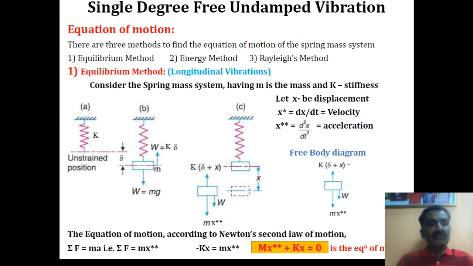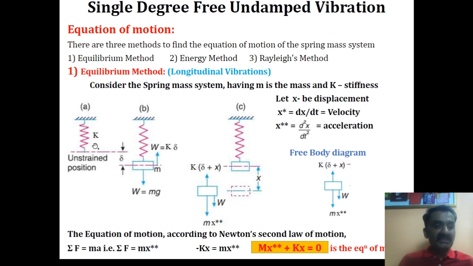Starting with the equilibrium method, that is for the longitudinal vibrations. To calculate the equation of motion for the given system, we will consider the simple spring mass system. This simple spring mass system is the representation of all the physical systems available. The mass of that physical system is represented by m, and the stiffness of the material of the physical system is represented by k. Here no damping is provided, so C is absent.